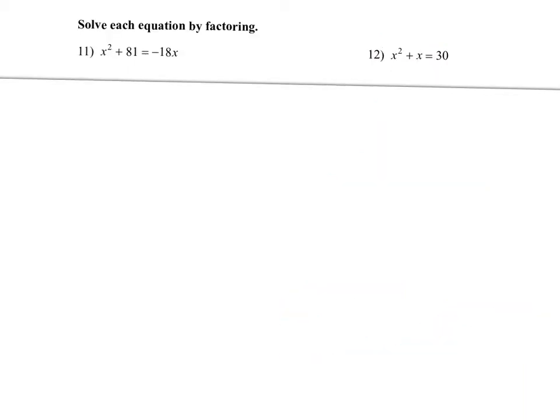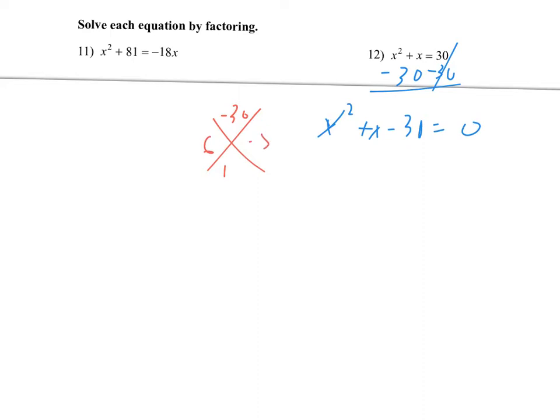All right, next up we want to solve these ones by factoring. So I need to get one side to 0 first, so I'm going to subtract this 30 over. Now it doesn't have a like term, so I'm just going to list it out like this. x squared plus x minus 30 equals 0. And now, I don't see a GCF, so I'm going to do my x box here. So I got negative 30 and positive 1, so it's going to be 6 and negative 5.